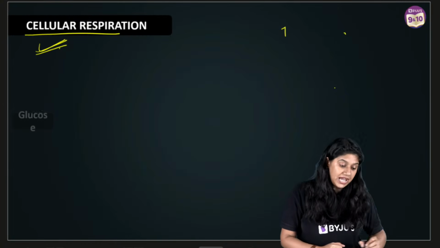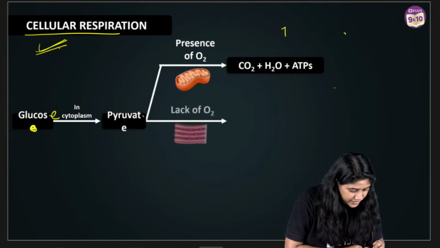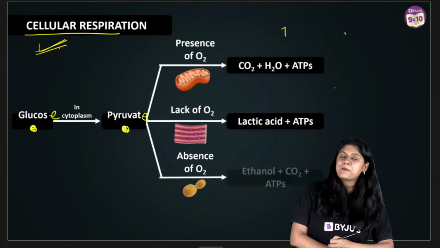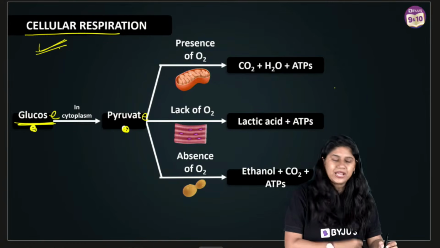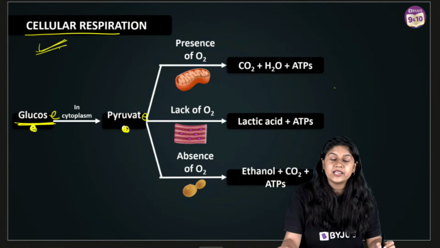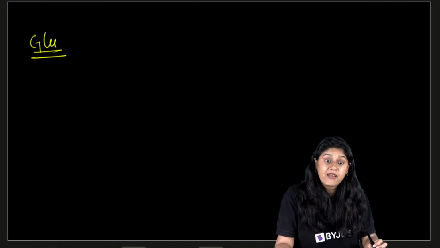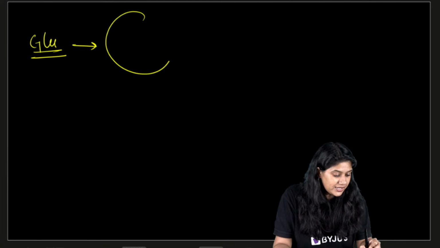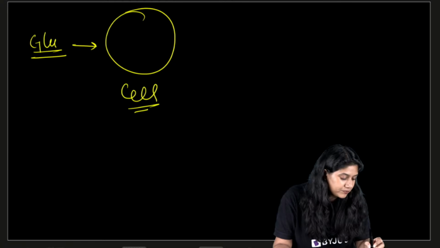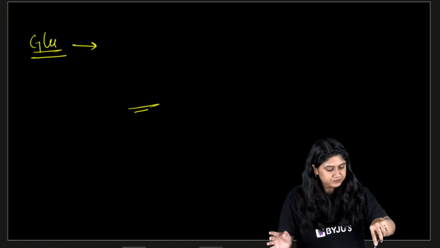So here, everyone, we have this very important flow chart. We have the glucose over here, pyruvate over here. So what happens? Let's take a look. This glucose will enter into the cell, in the cytoplasm. Everyone repeat after me, it's super important: the glucose will enter into the cell. This is the cell. Glucose has come inside the cell. Happy glucose is there.